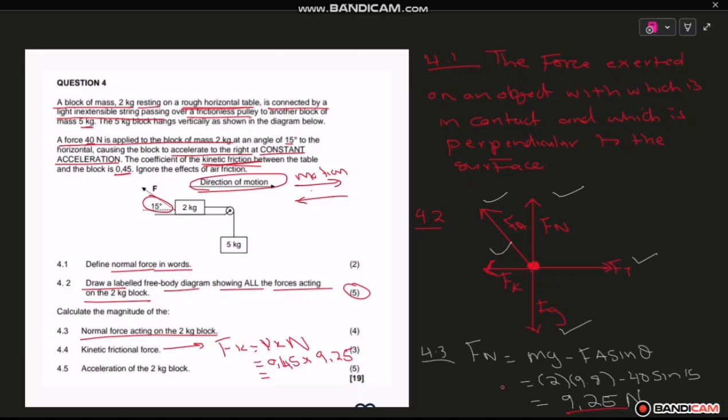0.45, yes. Therefore, 0.45 times 9.25. So what's our answer? It is going to be 4.16 Newton. So this becomes the value of what? Of the kinetic frictional force, or Fk. I hope that makes sense.